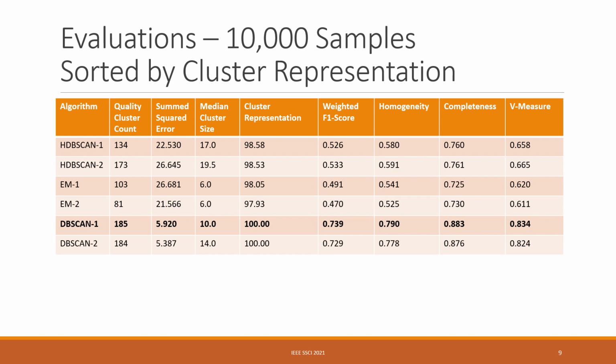This goes along with a weighted F1 score, a homogeneity, a completeness, and a V-measure considerably higher than our top individual by quality cluster count. It maintains this along with a low sum squared error and a respectable 185 quality cluster count. These results demonstrate the validity of cluster representation as an effective metric.